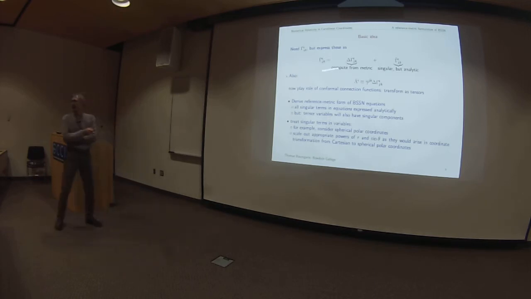The idea is that it is true that we still have gamma bars, but now we'll write them as the sum of these two terms. These terms are already given analytically. They are singular, true, but we know them analytically. These terms we will compute from the metric, and I'll actually show you how we do that in a minute. We also introduced the traits of these delta gammas.